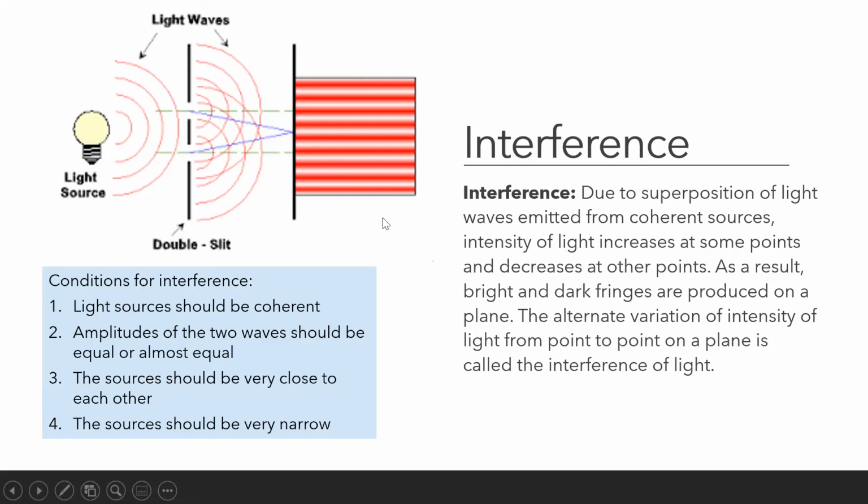Is that clear what is meant by interference? Yes, teacher. Okay.